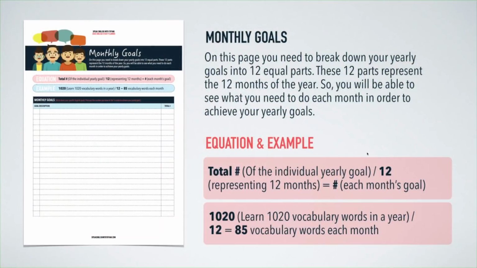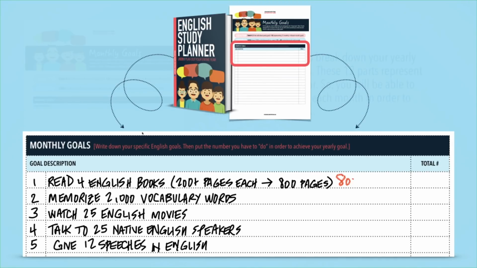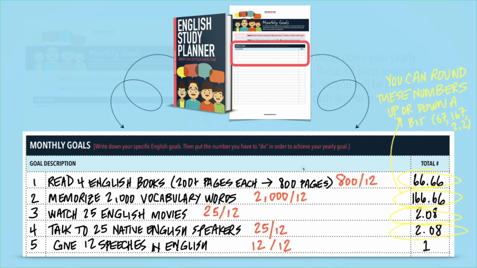So let's see what mine would look like. Here we go. So again, I have my planner, monthly goals. So again, number 1, read 4 English books, and I said each one needs to be 200 or more pages, which equals 800.